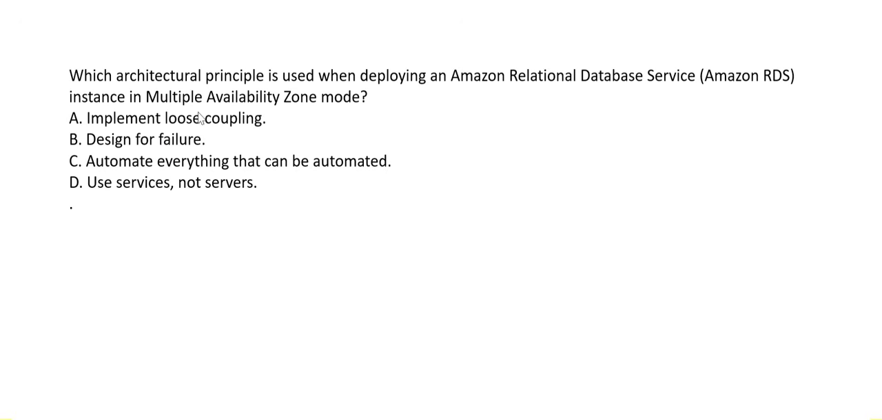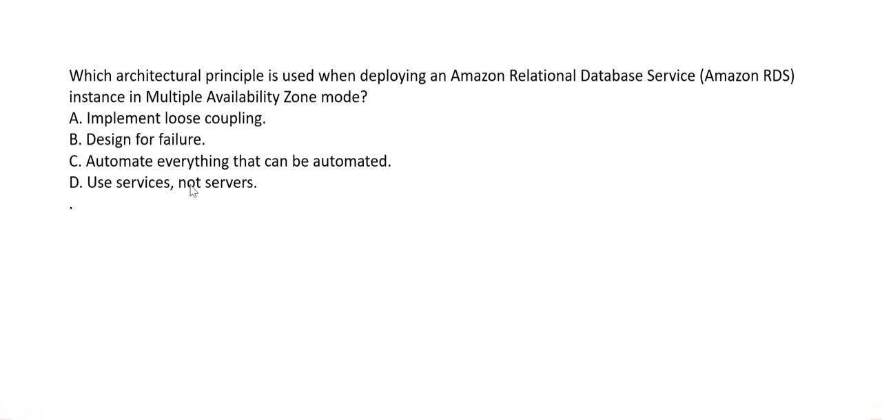Implementing loose coupling is if you're having a big set of applications where you have certain microservices, databases, some more services, etc. That time you should use loose coupling. But when you're saying just purely deploying RDS, that should be designed for failure.